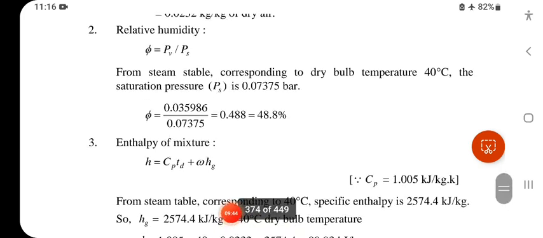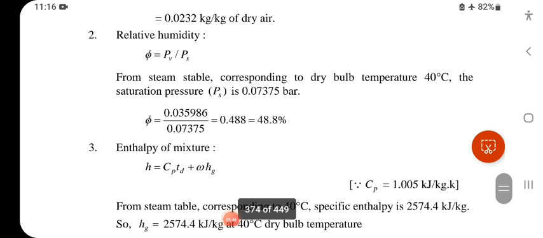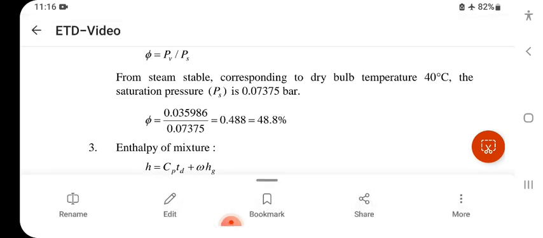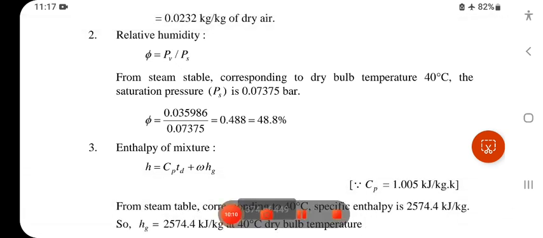So this is the simple example problem for psychrometric properties. So we have studied the basics, psychrometric properties as well as psychrometric processes. We will explain in the next video, right? Thank you.